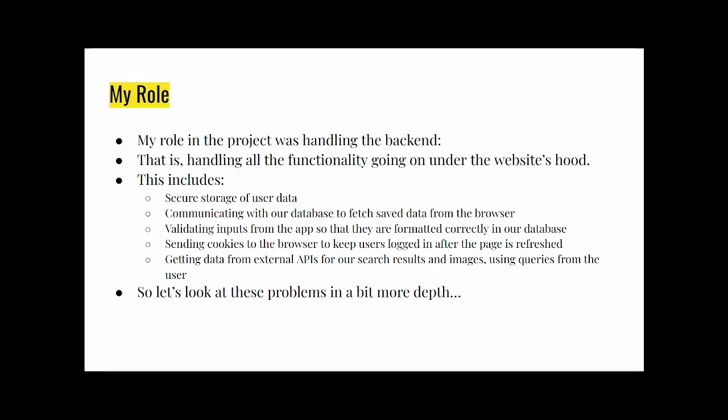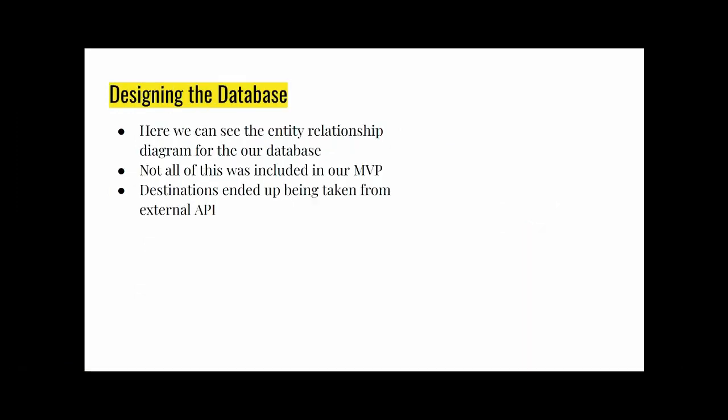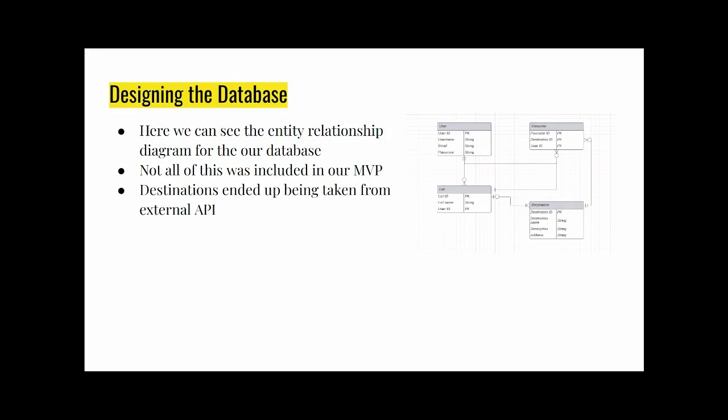Getting data from external APIs for our search results and images, using queries from the user. So that's everything I had to do. We're going to look at these problems and break down how I solved them a bit more in depth now. So initially I had to design the database. You can see here on the right, you've got an entity relationship diagram.